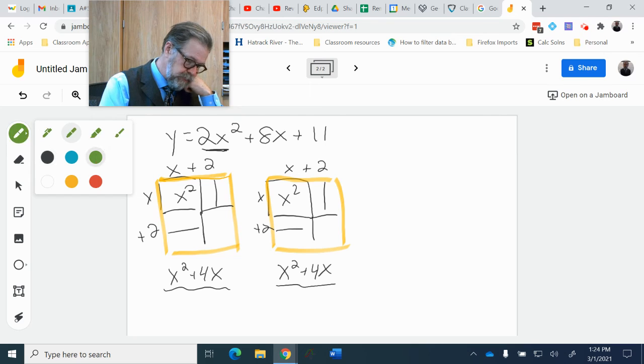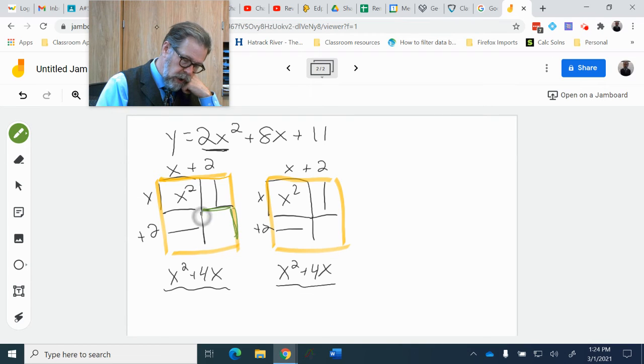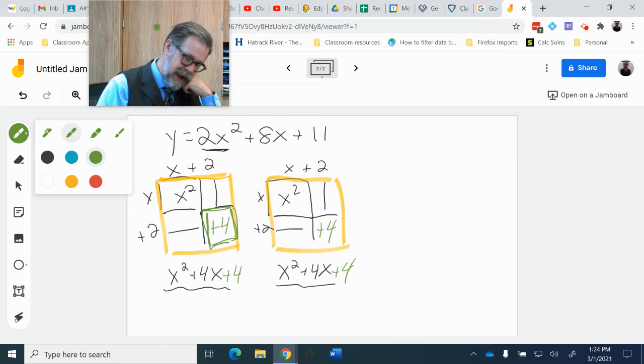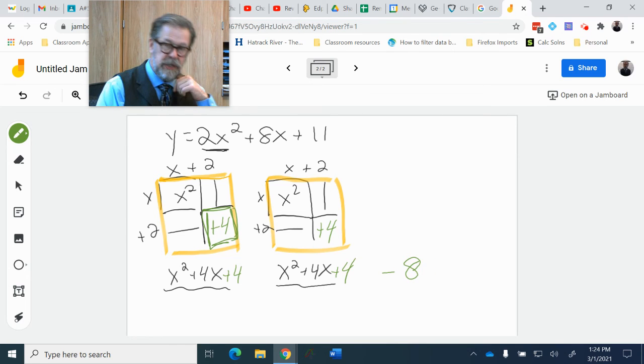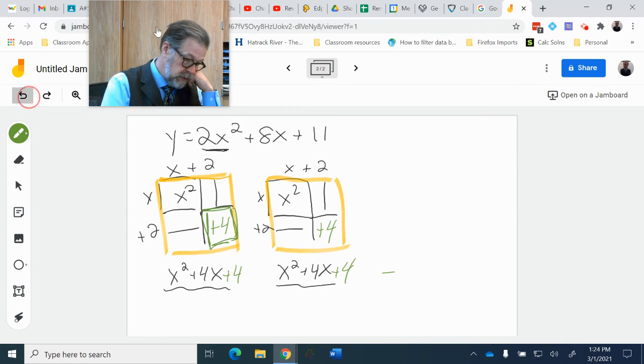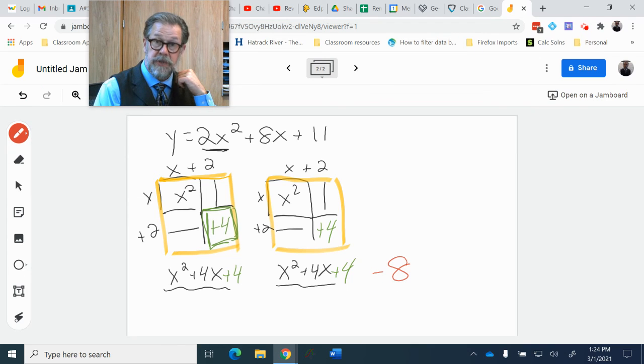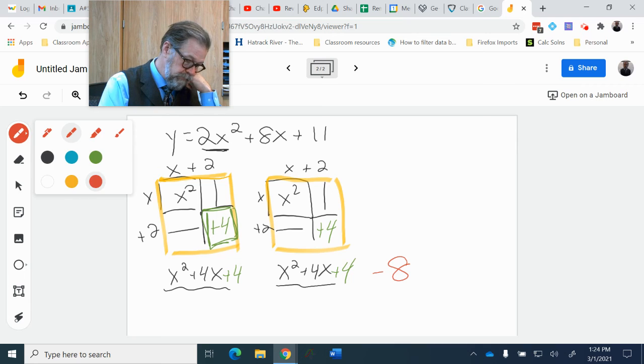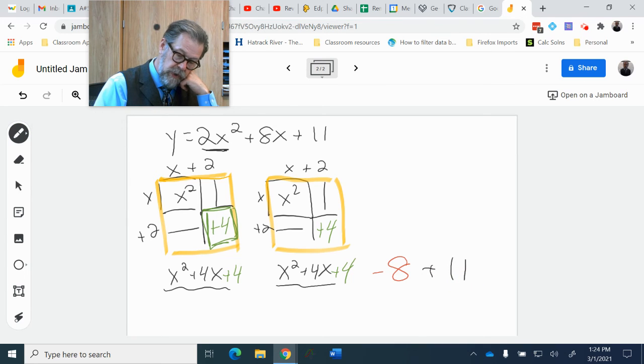These corners are plus 4 and plus 4. So I added 4 here, I added 4 here, which means that I have to subtract 8 to keep this in balance. Plus 11, my original 11.